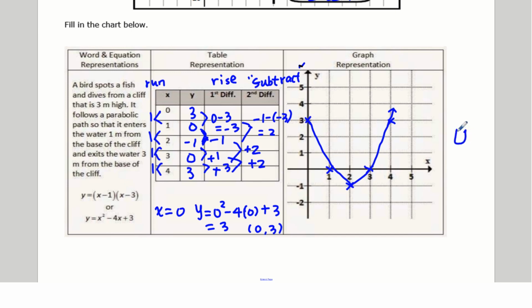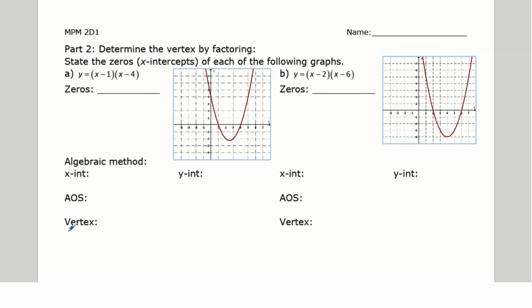It's U shape, then this is a quadratic. Okay, quadratic is U shape. So that is one example for quadratic function. So now we are going to see determine the vertex by factoring.